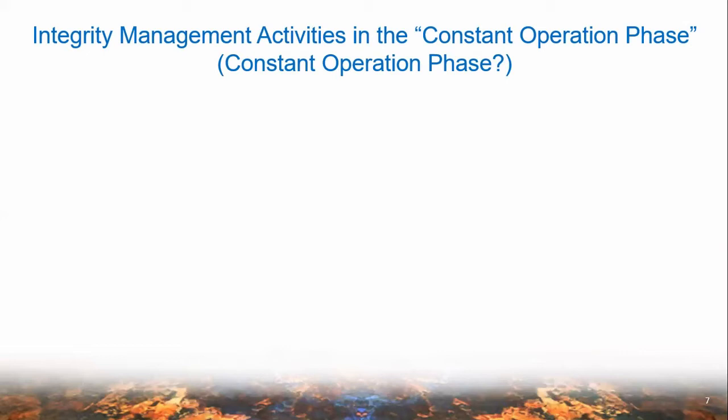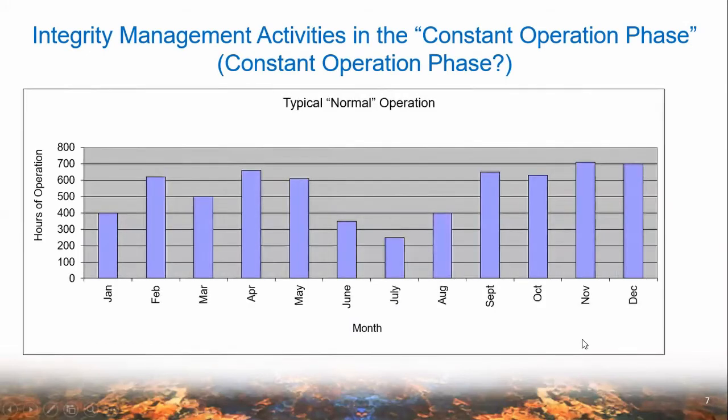Integrity management activities in the constant operation phase. The constant operating phase is a misnomer in our industry, as our operating conditions change hourly, weekly, monthly, and yearly. However, it is important that we track these changes and understand the implication of these changes.